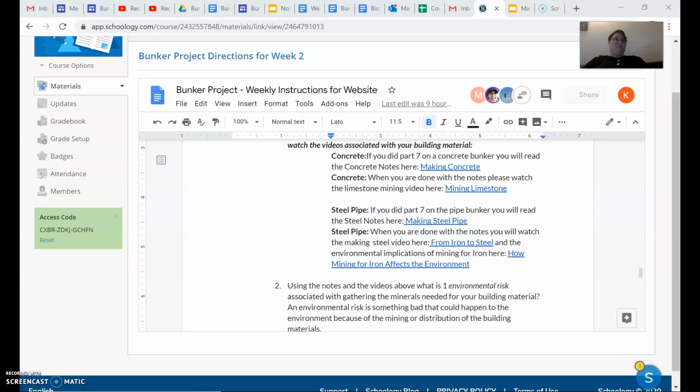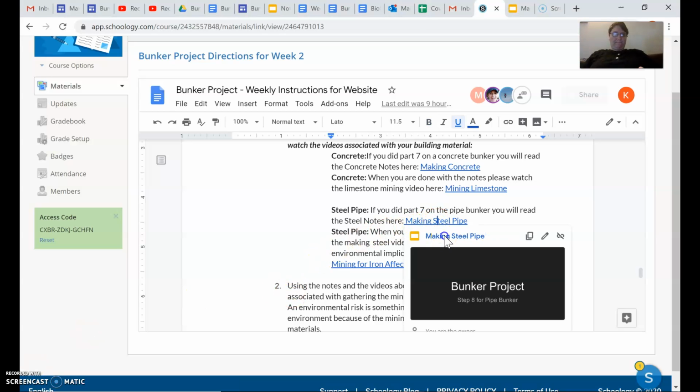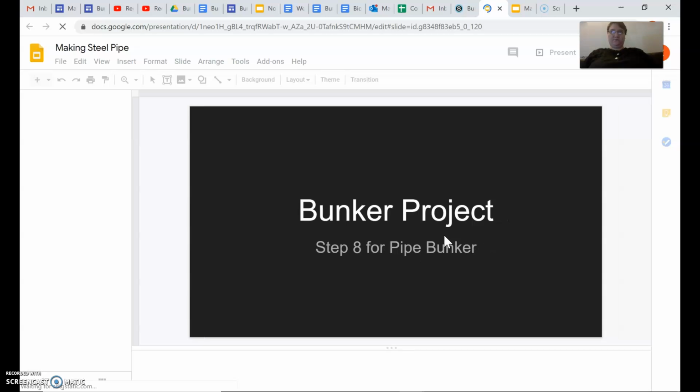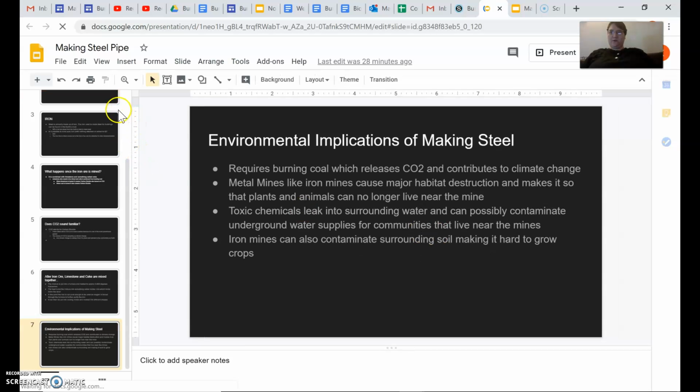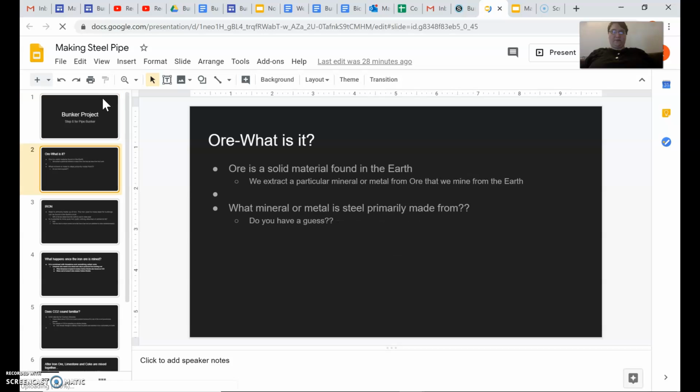Alright, as I was saying before I was rudely cut off by my computer, I'm going to click on the notes making steel pipe. Here we go. My pipe notes. Alright, let me scroll up to where I need to be.